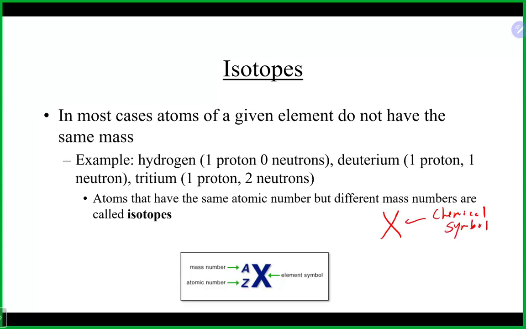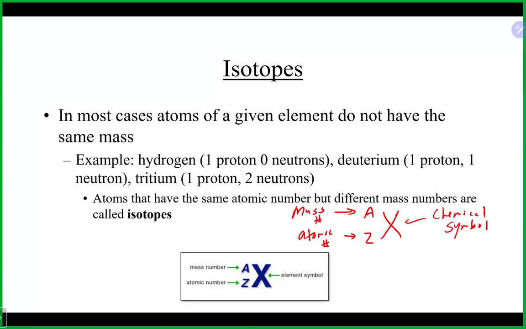And up on top, we put the mass number. And on the bottom, we put the atomic number. And that's a very common way that we write our isotopes. So if you have a symbol written like this, to find the number of neutrons, you basically just take the top number minus the bottom number, and that'll give you your number of neutrons.